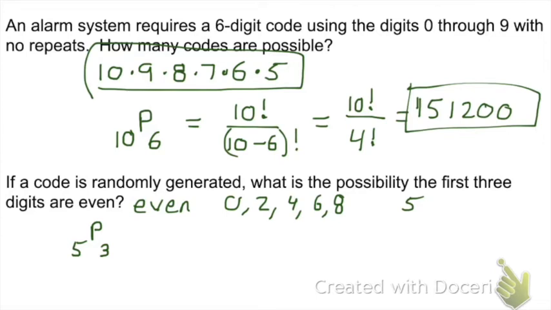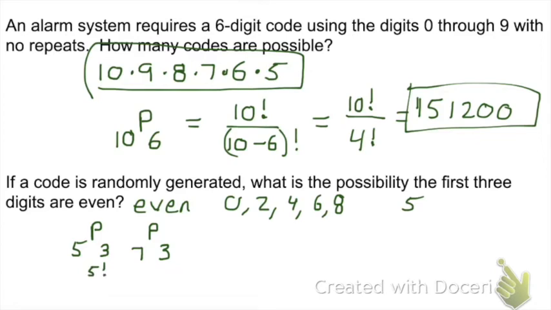So we have 5 to choose from, and we want 3 of them, 5P3. We still have a 6-digit code, so we need 3 more digits. Well, we've used 3 of the digits already out of the 10. This is 7 remaining digits that are available, and we're going to choose 3 of them.